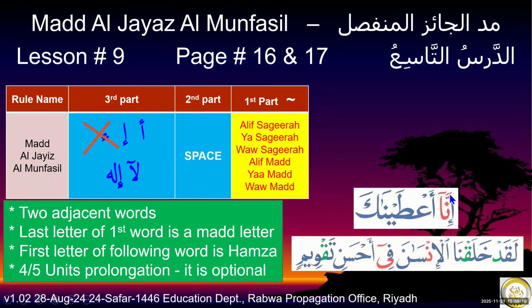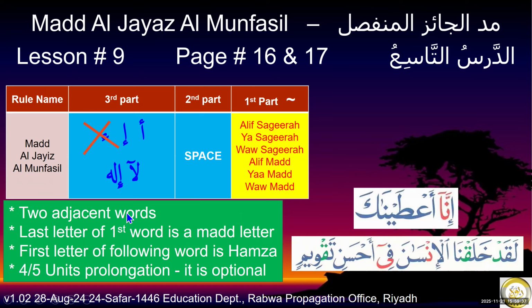So here it is noon fatha alif. This is an alif mad. This is the first word. The following word, the first letter of the following word, is hamza here. So with these two together, the first word ending with the mad letter and the following word starting with the hamza, it is Madal Jaiz Munfasil. The feature of this mad is it has to be two words. It cannot be a single word.